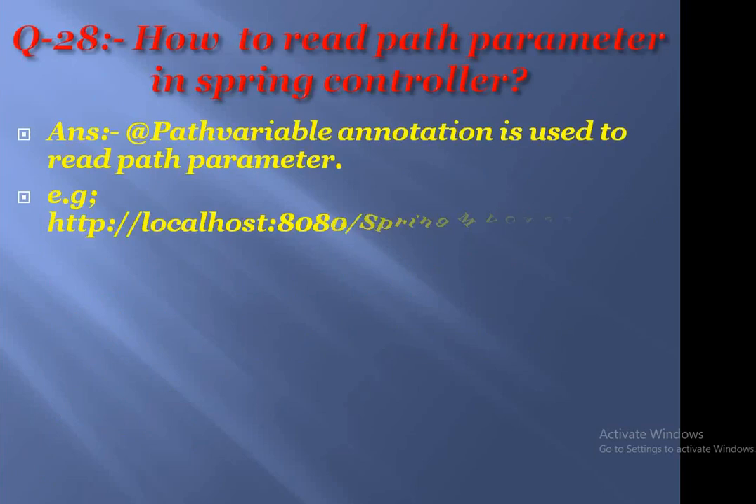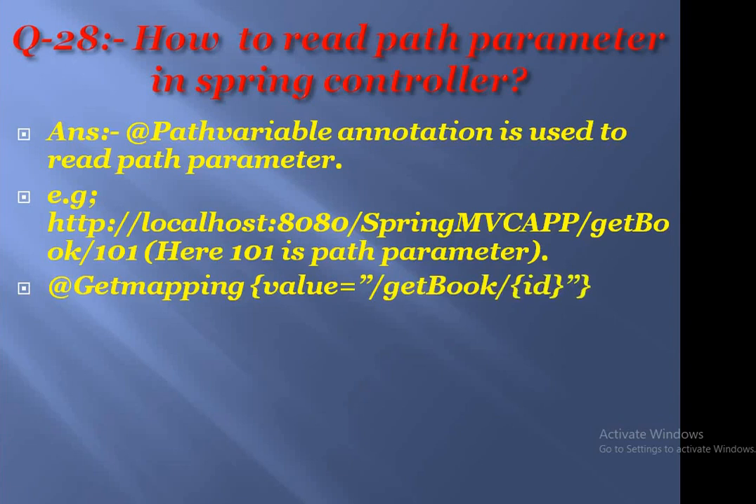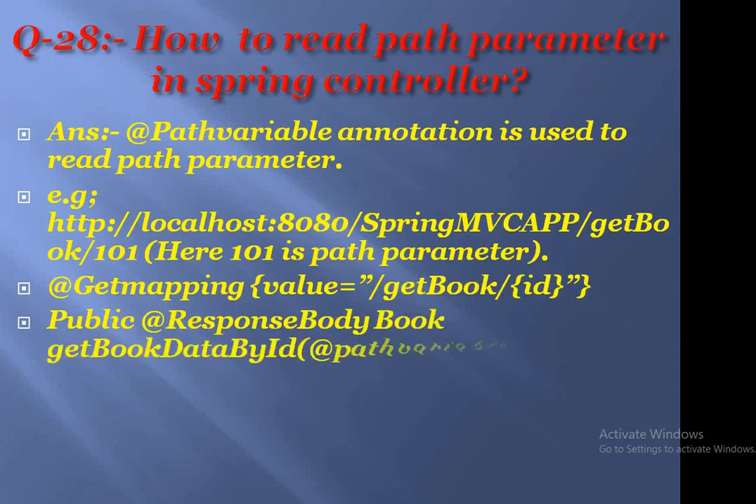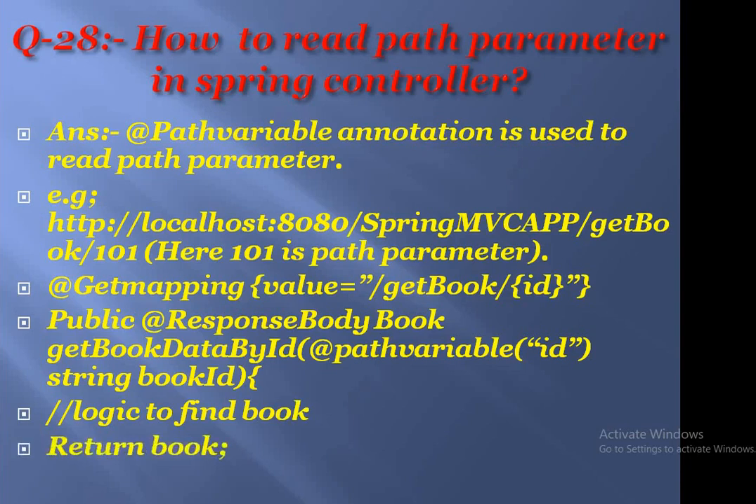How do we read a path parameter in a Spring controller? There is the @PathVariable annotation used to read the path parameter. For example, here 101 is the path parameter, and in the @GetMapping value getBook/{id}, the path parameter comes into that id. It is received by @PathVariable id and copied to the String bookId, and we can use that bookId path parameter here.